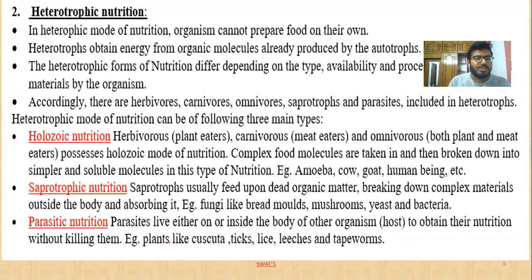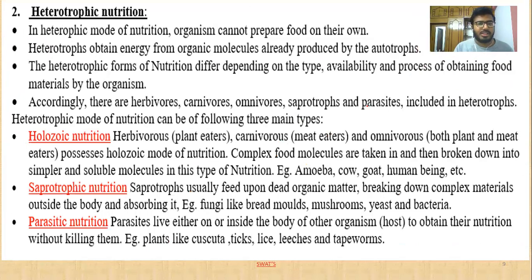Now going into heterotrophic nutrition. Heterotrophic nutrition, that is about us. We are depending on others. In the heterotrophic mode of nutrition, organisms cannot prepare food on their own, so they have to depend on other things. Heterotrophs obtain energy from organic molecules already produced by autotrophs. So we are dependent on the autotroph. The food that the autotroph made, we are eating.